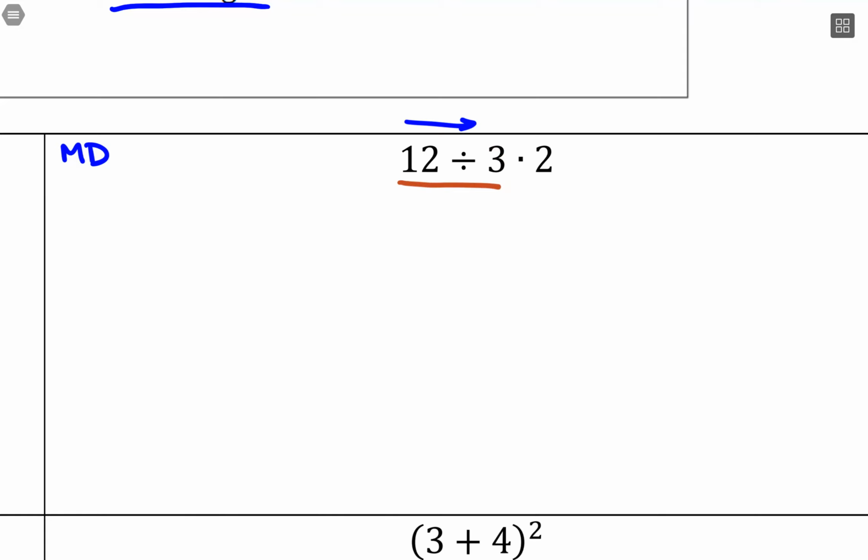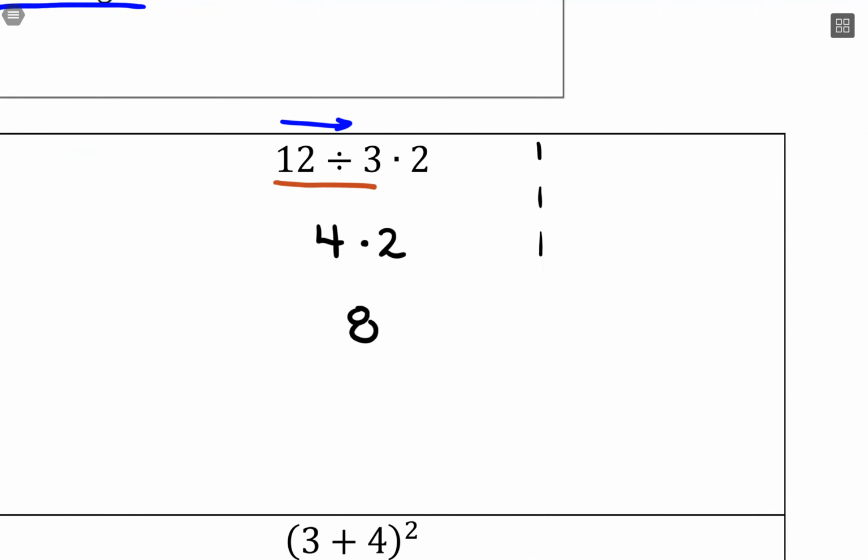So 12 divided by 3 is 4, and then we still have this times 2. Now I can take care of the multiplication, which is 8. A common mistake that happens here is to think that multiplication goes first. So taking care of that 3 times 2 would make this 12 divided by 6, which is 2. Notice that we get a completely different answer, and this is incorrect because it isn't following the order of operations.